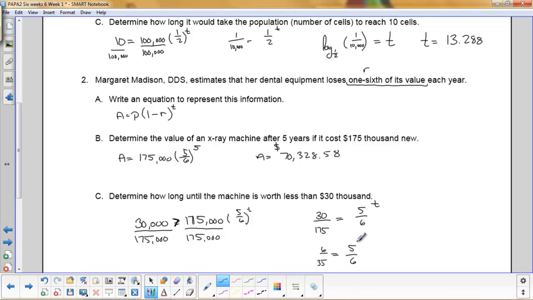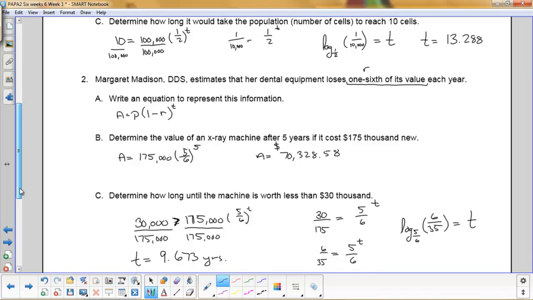Switch it into log form, and we get log base 5 over 6 of the argument 6 over 35 equals t. Use your change of base formula, or if your calculator has that function, approximately 9.673 years, or more than 10 years.